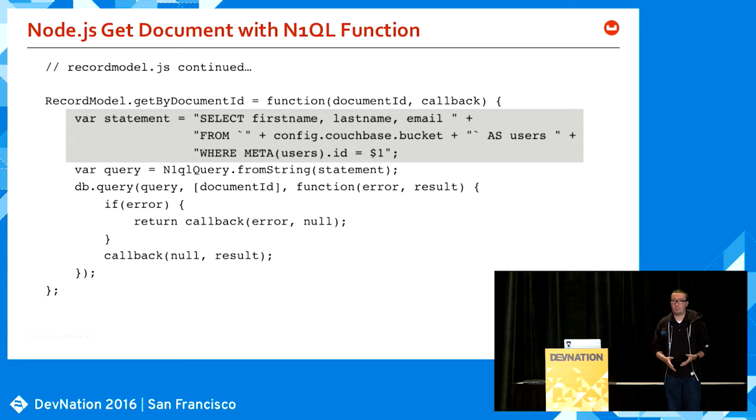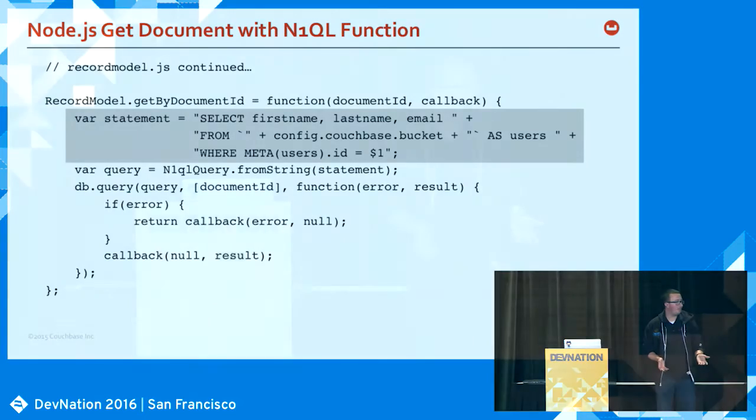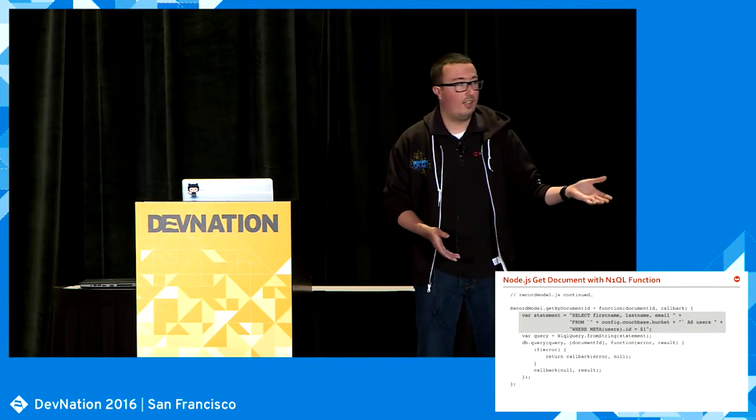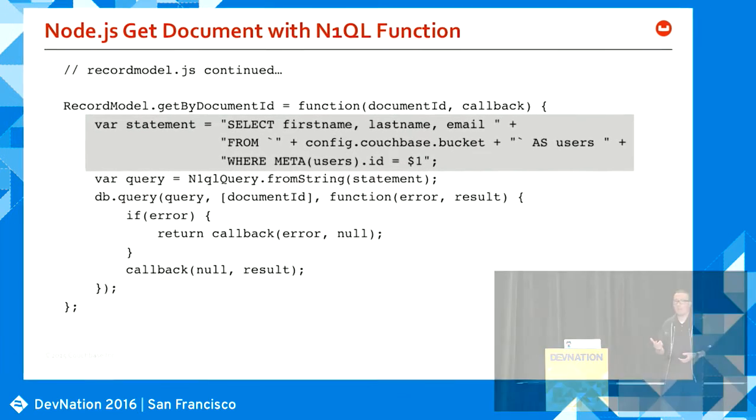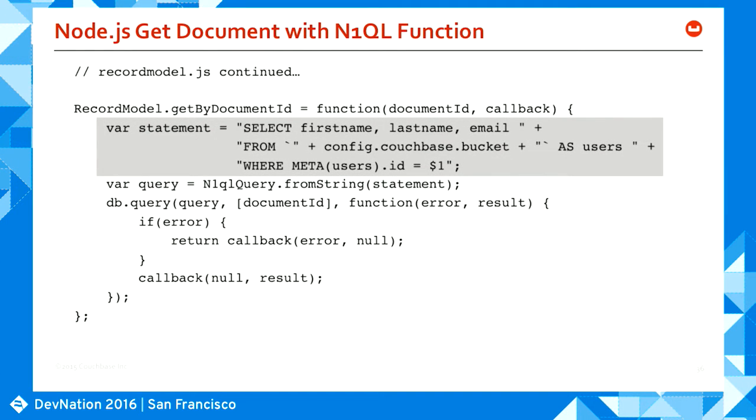So we actually have to look in the metadata about the document. We call this meta function, and we can access information like the document ID and what type of document it is. There's a bunch of other properties as well, but we can compare against it. You'll also notice that we're using $1 here because we're doing a parameterized query, again to prevent any kind of injection attack. We're parsing this into an N1QL query. When we run db.query, not only are we passing in the query, but we're passing in an array, and that array is each of the parameters for our query. We're executing it and returning the result.